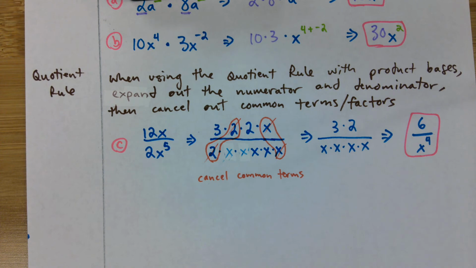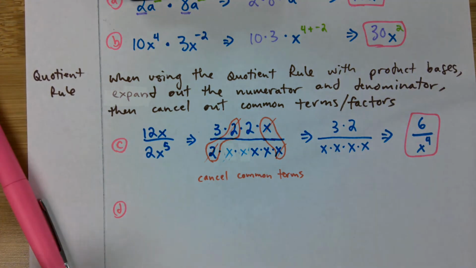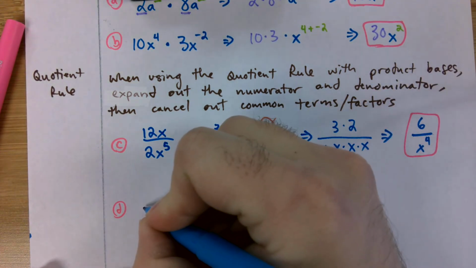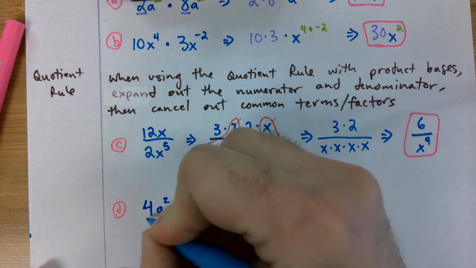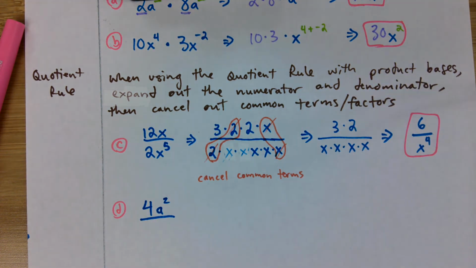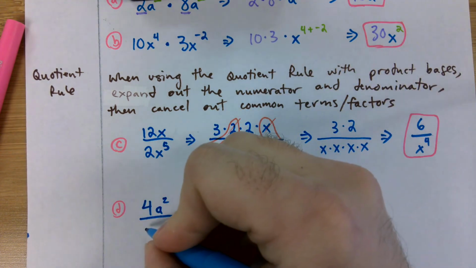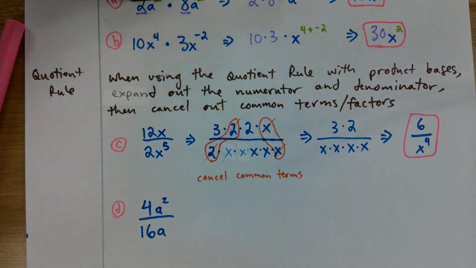All right, let's do one more quotient rule example. If we've got, I don't know, maybe, let's do 4a squared over 16a. I don't know, why not?